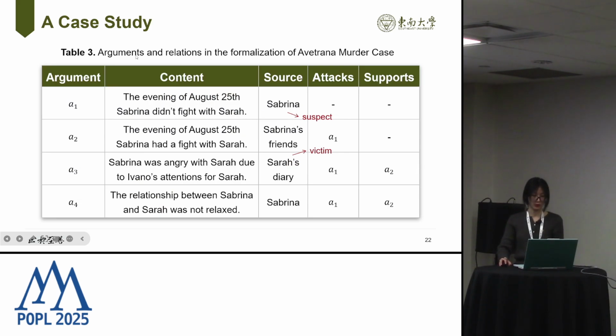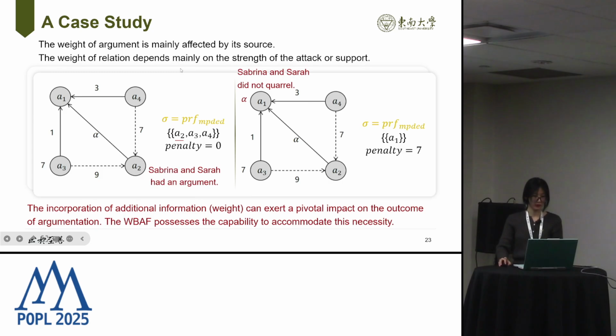Then we apply our weighted bipolar argumentation framework to analyze part of the arbitral mode case. And the table summarizes the arguments, their source, and their relation from the case. Then we generate the appropriate weights to the arguments and the relations. We contend that the weight of arguments is mainly affected by its source, and the weight of relation depends mainly on the strength of the attack or support.